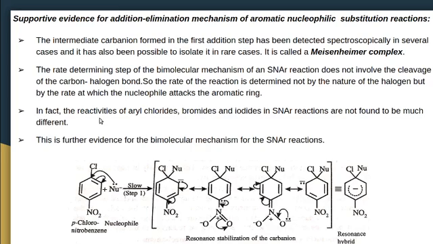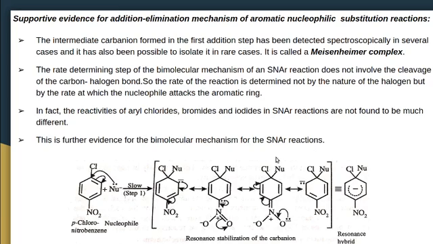In fact the reactivities of aryl halides, bromides and iodides in SNAr reactions are not found to be much different. That means if we change the halogen, it will not affect the rate of the reaction. In the rate determining step there is no breaking of the carbon halogen bond. That is why if we vary the halogen, the rate will not change. This is further evidence for the bimolecular mechanism for SNAr reaction.